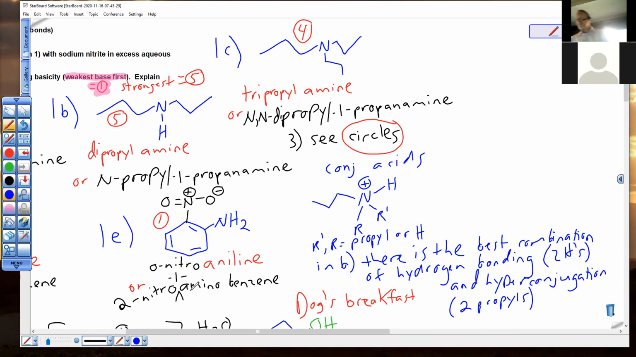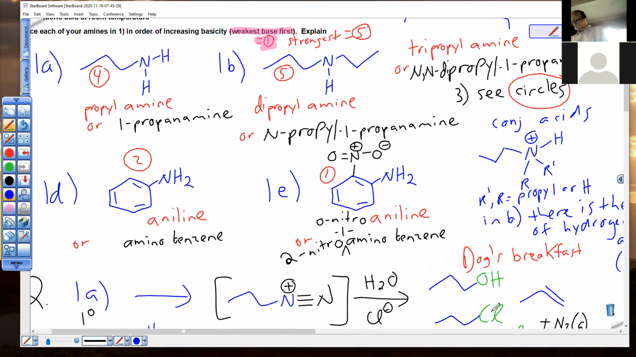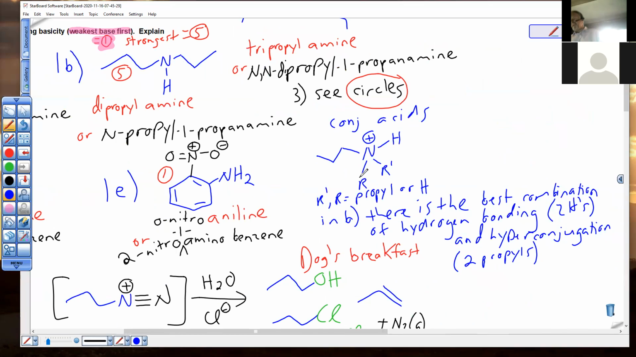In A, we had only 1 propyl, yet you're going to have 3 hydrogens. So you got a better hydrogen bonding situation, but a worse hyperconjugation situation. In C, you've got the best hyperconjugation situation, just think 2 propyls here, 3 carbons helping out the cation, but only 1 H for hydrogen bonding. When you have 2 and 2, that's the best combination. So that covers molecules A, B, C. And D, we're still on answer to number 3. Get it separated from everything here.